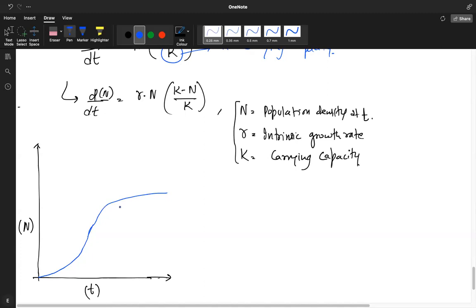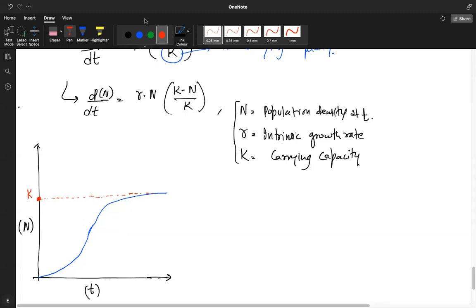Okay, this is true. And the point where it reaches saturation, beyond which it cannot go, is the K, carrying capacity. So K is the number of individuals or the population density that can be sustained in nature. Is that clear, everyone?